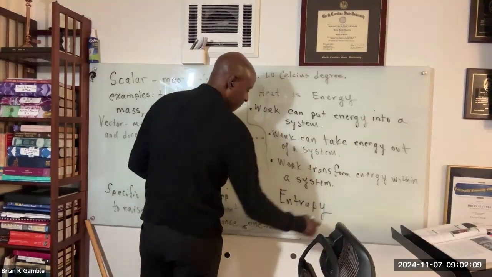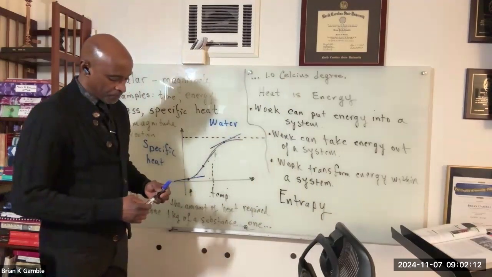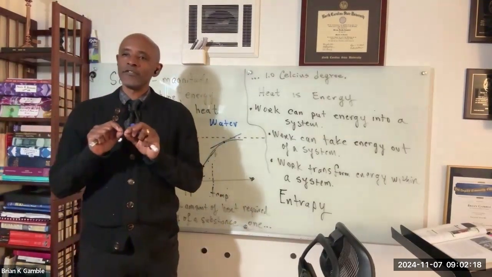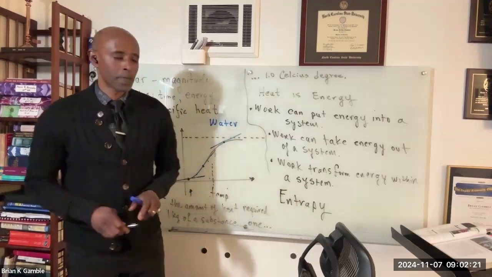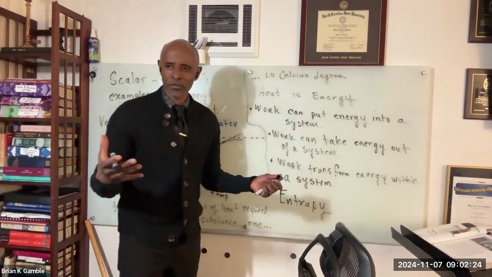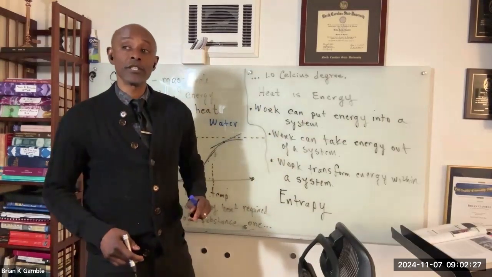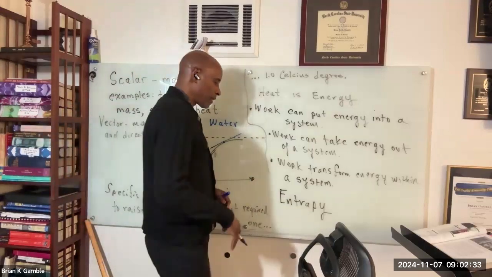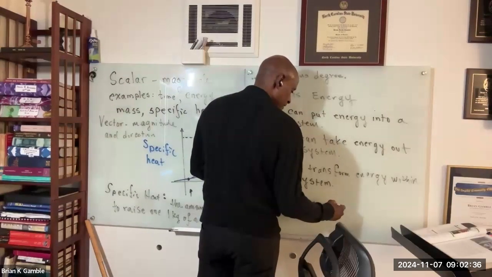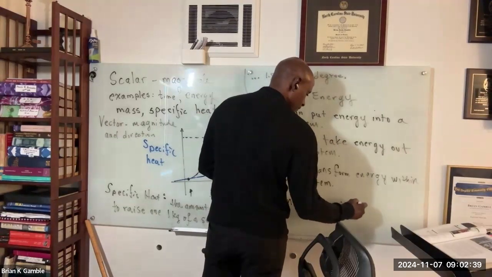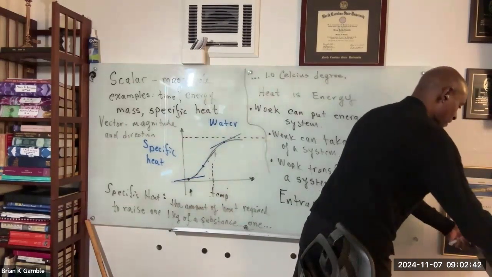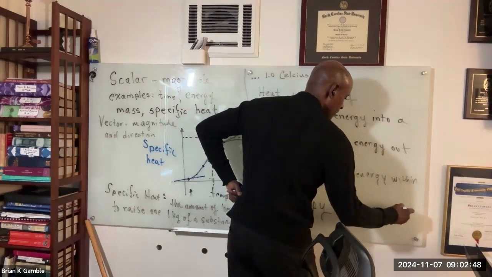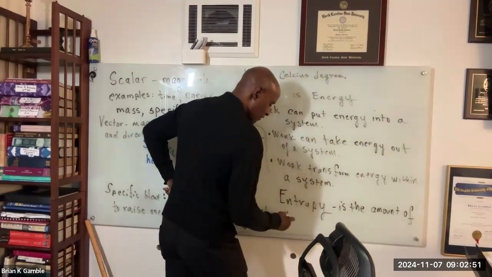Entropy. Entropy is defined as the amount of disorder of a system. I even said, how do you measure disorder? Well, you measure it through energy and how the energy is compacted, stored in a system. So entropy is the amount of disorder of a system. This actually was a tough concept for me to understand.